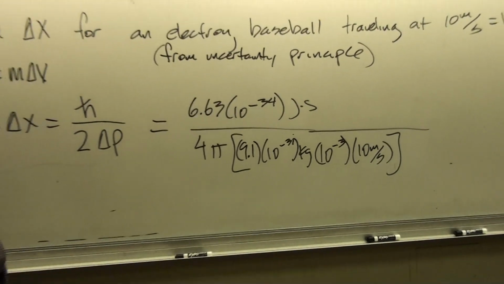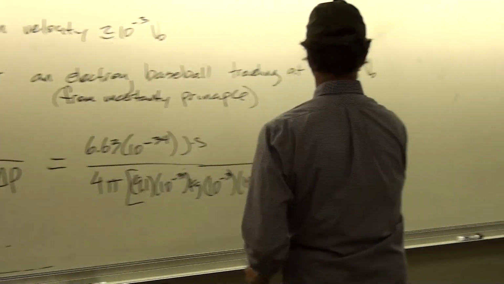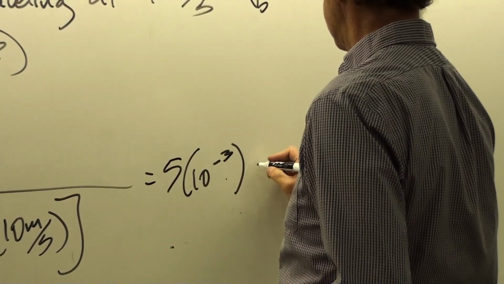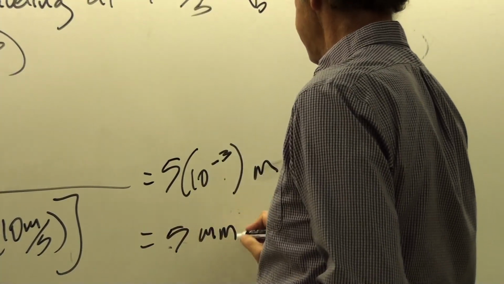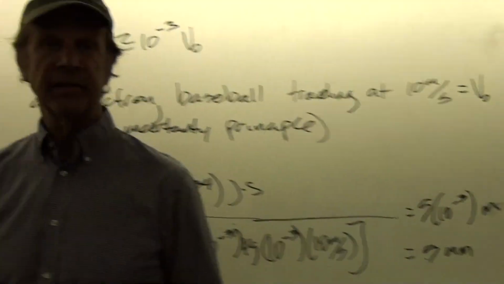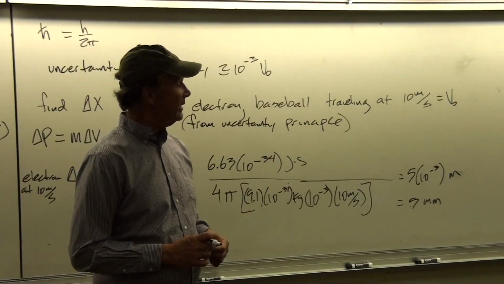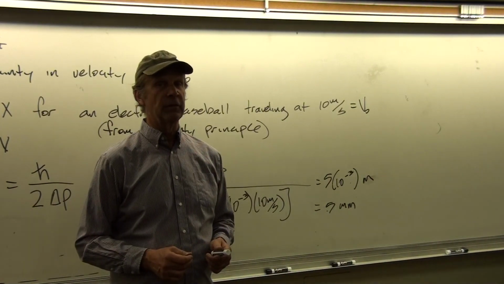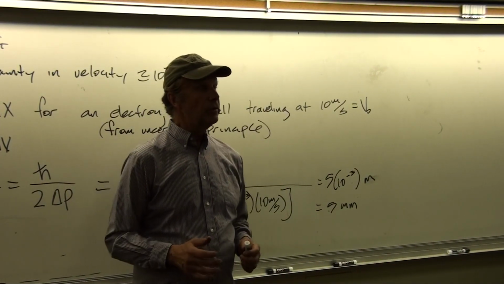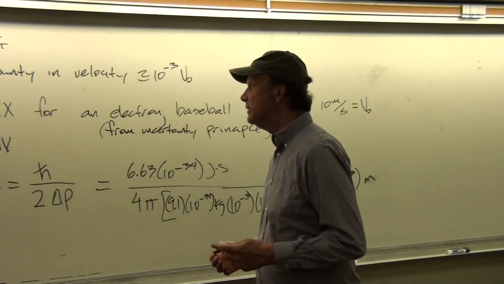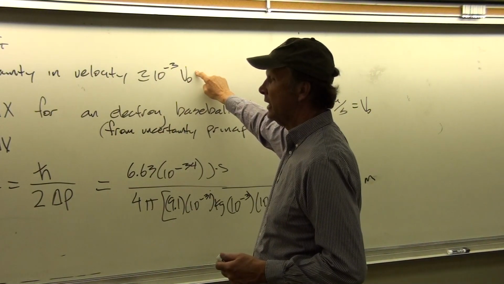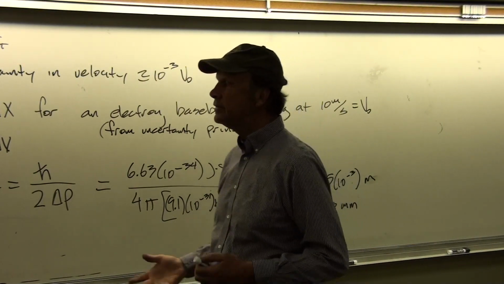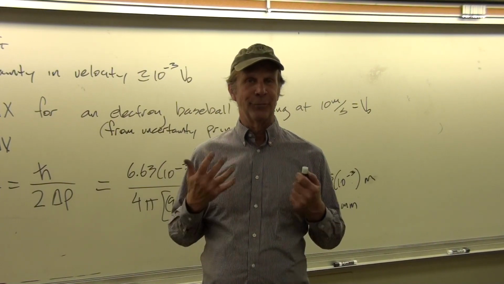So that gives us 5 times 10 to the minus 3 meters, or 5 millimeters. So that's a pretty big uncertainty. What does that tell us? It tells us that we can't even, in principle, determine the location of the electron to any more accuracy than 5 millimeters. Even with infinitely accurate measuring instruments, if this is an inherent uncertainty in the velocity, then the uncertainty in the position is going to be this regardless of how expensive or how perfect our measuring device is.